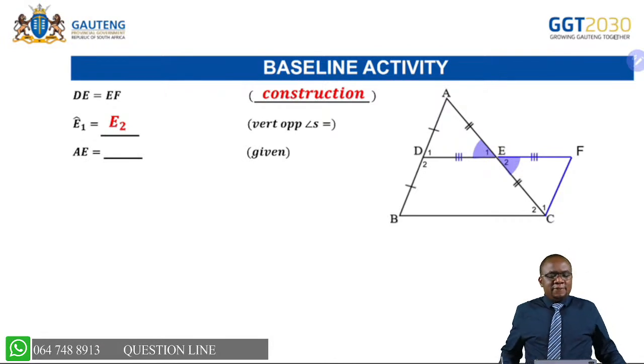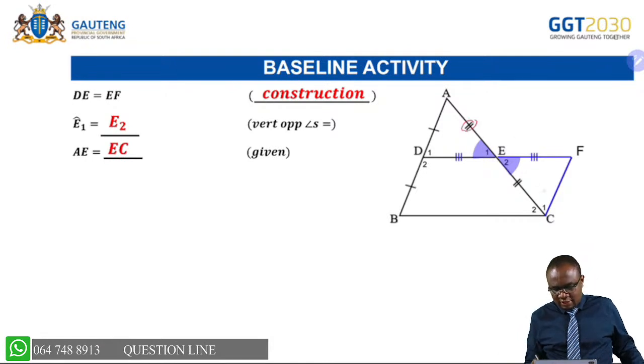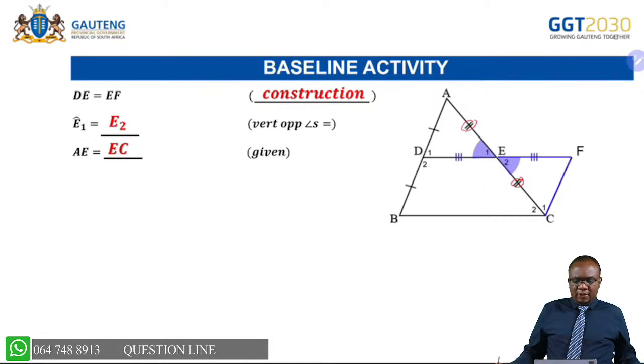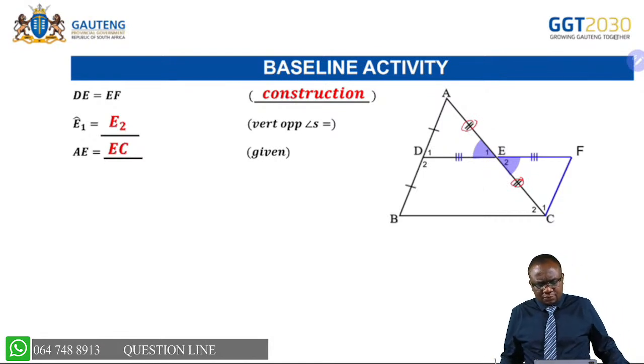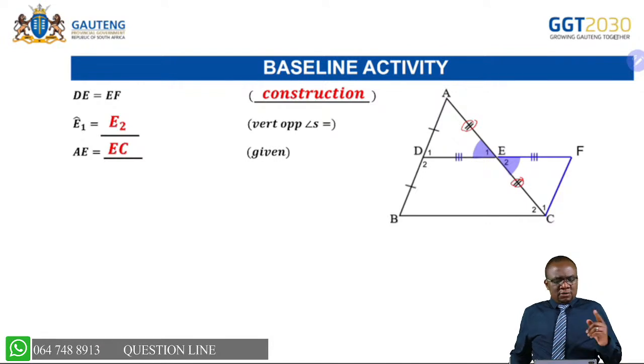Now, side AE is equal to which side? It is equal to side EC, because it's given. Side AE, this side and this side. Which other sides are equal? DE and EF. We've done that. So now we have side, then angle, then side. DE is equal to EF, E1 is equal to E2, AE is equal to EC. Then what can we say?